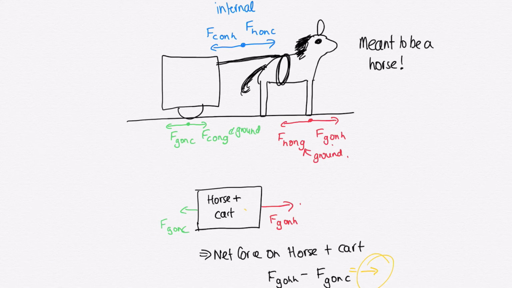So as the horse and cart move forwards, there is an equal force on the ground backwards, but because the ground is so heavy, it's the whole mass of the earth, then we don't see an acceleration in this case because it's just so minuscule.